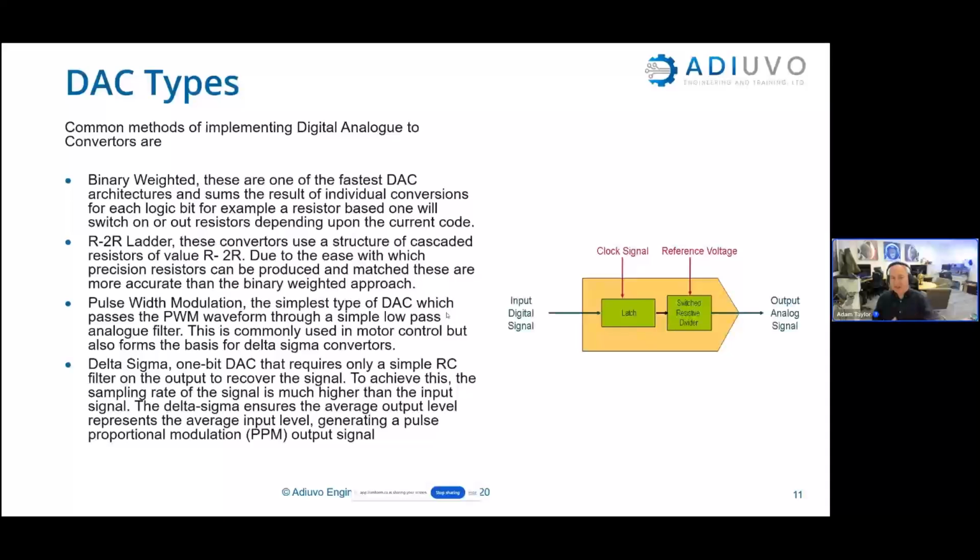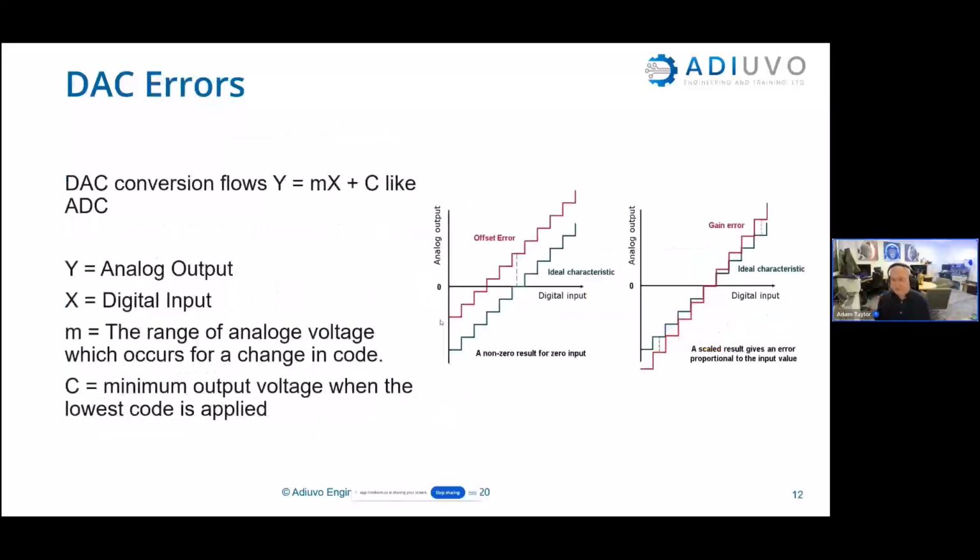We might use a binary weighted network to generate the output. We might use an R-2R ladder, or as we'll see today in our examples, we might use a PWM to reconstitute the analog signal, or even a delta sigma or sigma delta, depending on how people pronounce it, to actually generate that output signal. We'll be demonstrating this in a little while, and the projects for the PWM and the delta sigma will be available at the end of this session.